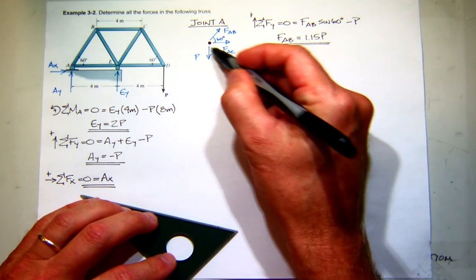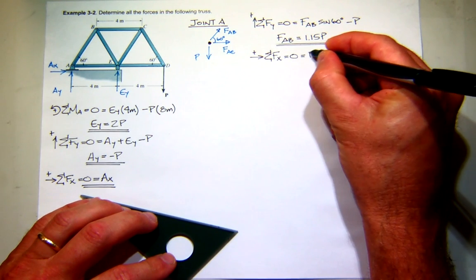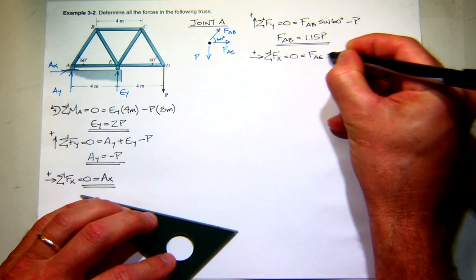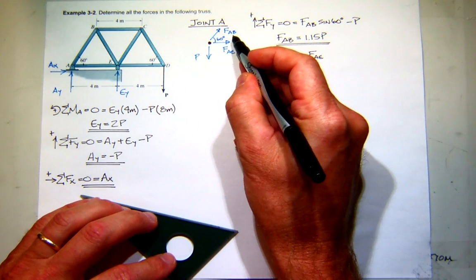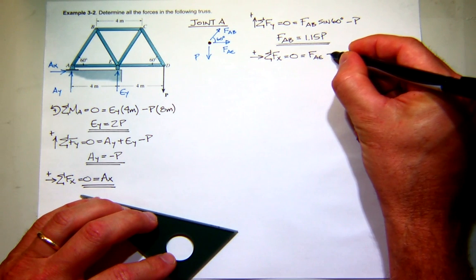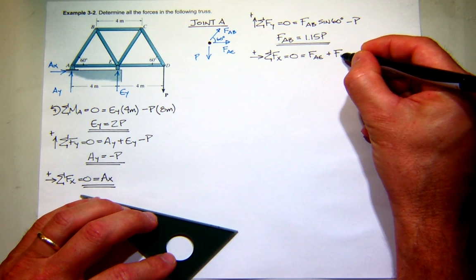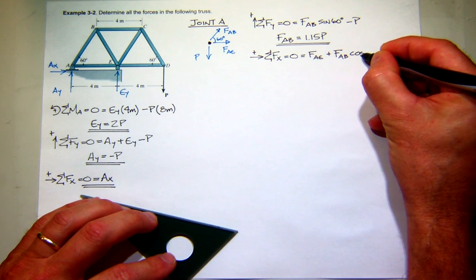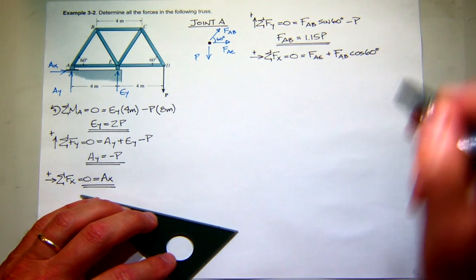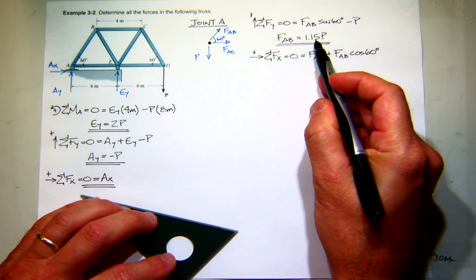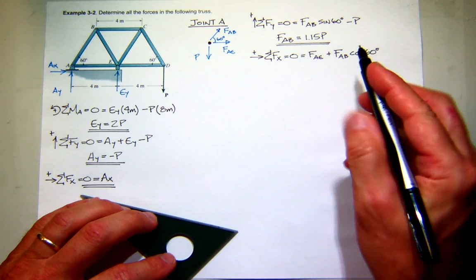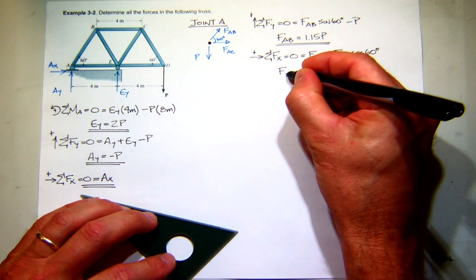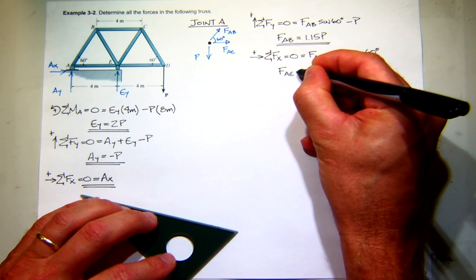So looking at my free body diagram, I have the force in AE. It is positive. And the X component of AB is also positive. And that X component is the cosine of 60. So plug in your 1.15 in there, take the cosine of it, and that should be the value for AE. It looks like it's going to be negative.